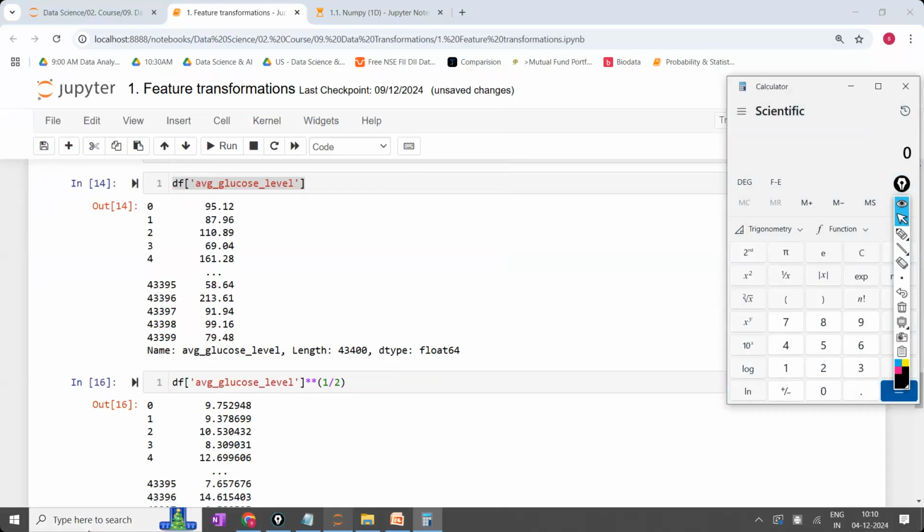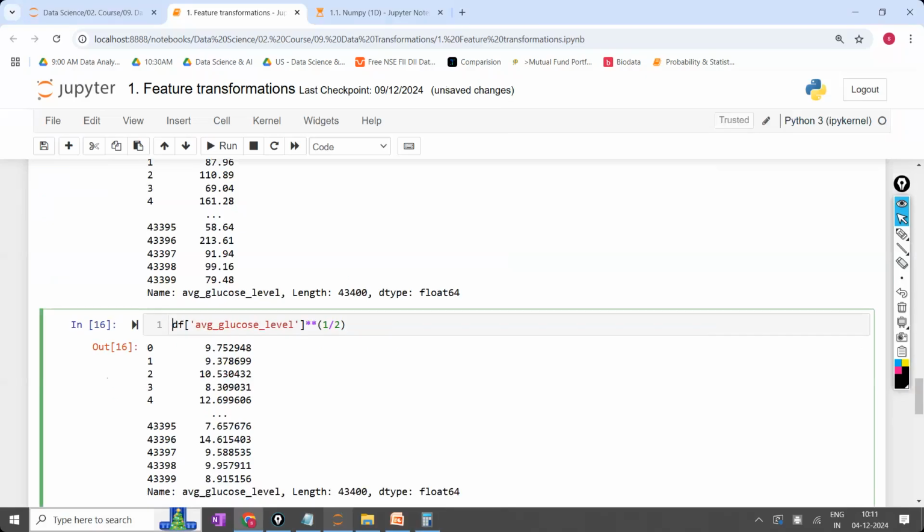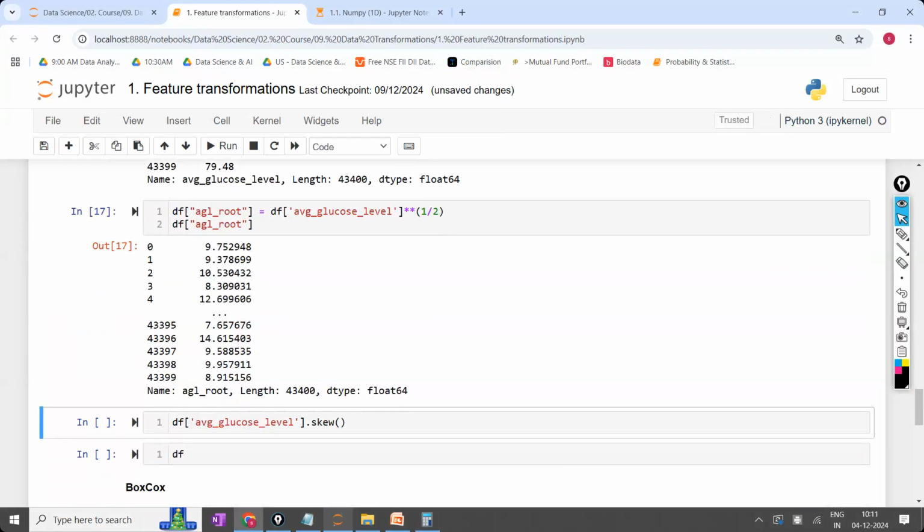Next, I take the next value, 87.96, and applying the square root gives 9.37. Like that for every value. I'm going to store the values in a new variable; let us give the name AGE underscore root transformation. After giving the name, it has created a new column, and for that column I'm going to check the skewness value.